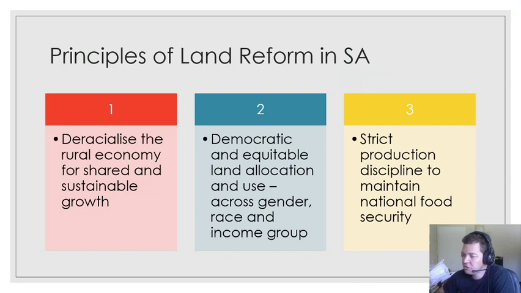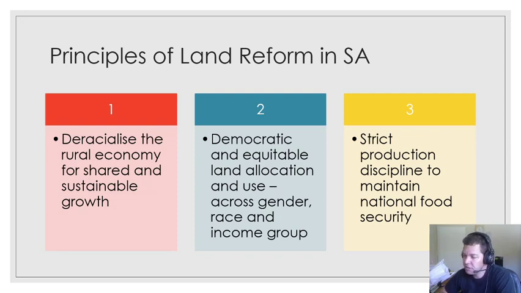Okay. So these are the principles of how we deal with land reform in South Africa. These are what we are trying to achieve. The first principle is that we are trying to de-racialize the rural economy for shared and sustainable growth. That means we can't have a situation where all the commercial farmers on the big high-earning farms are only white farmers, and all the little small farms are in the hands of black farmers. It should be equitable, democratic and de-racialized.